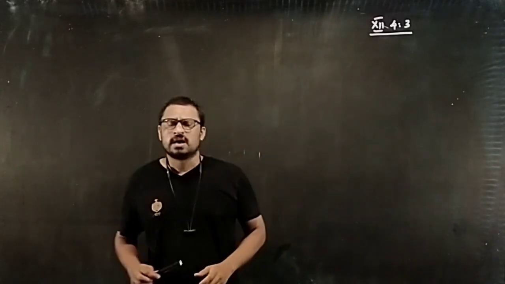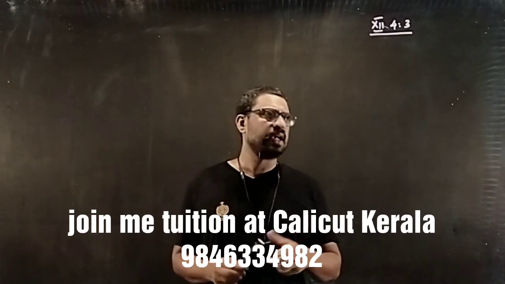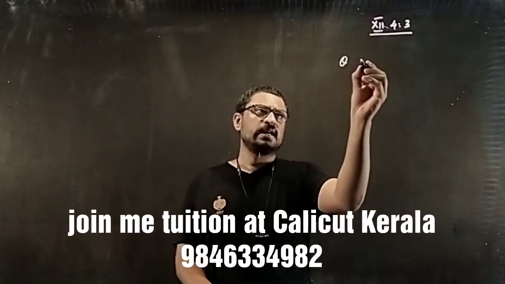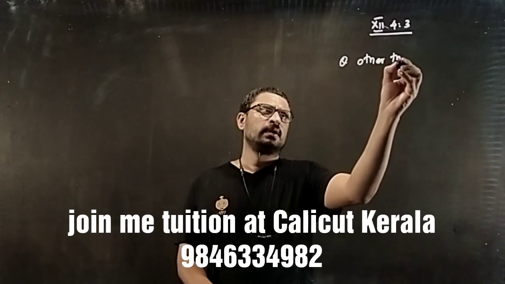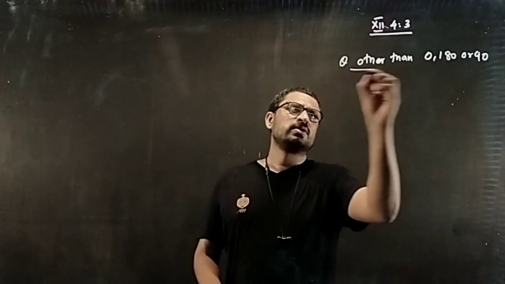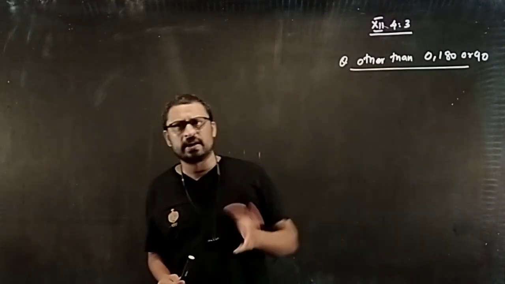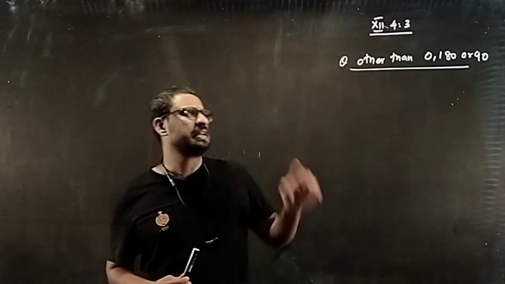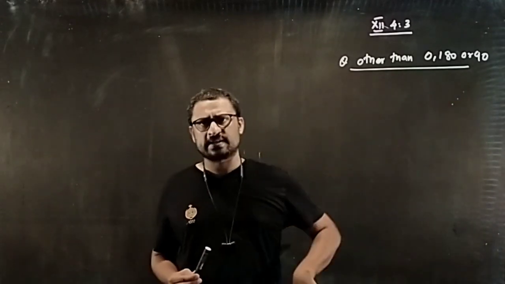12th class, 4th chapter, magnetic effect of current, and 3rd video. It is about discussion of a charged particle entering a magnetic field making an angle other than 0, 180 or 90. Ready? Theta other than 0, 180 or 90. Because I told you for 0 and 180 it will not experience any force, it will follow the same track. For 90 it will follow the circular track.